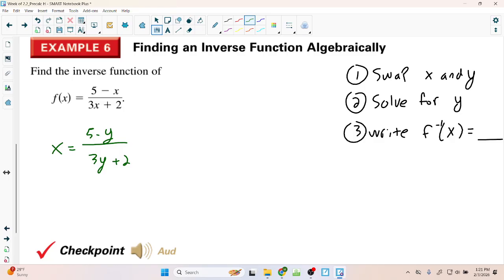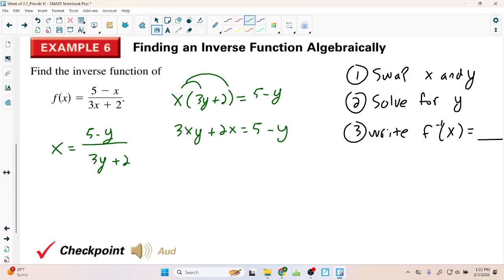I would multiply the denominator, so that's going to get me x times (3y plus 2) equals 5 minus y. I want to get all the y's to the left and everything else to the side, so I'm going to do 3xy plus 2x equals 5 minus y. And I'm going to add the y to both sides. So I'm going to have 3xy, just trust me with this algebra for a minute, equals 5 minus 2x. So all I did was group all the y's to the left and everything else to the right. Now I'm going to factor out a y because I can take a y out and then divide by 3x plus 1, and I'll have my final answer.